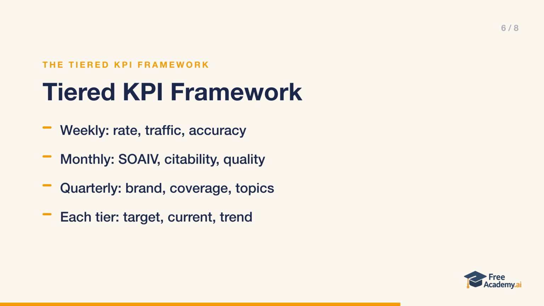Tier 3 is strategic KPIs, reviewed quarterly. Brand search correlation, aiming for positive. Citation coverage, targeting 60% against 40. And new topic expansion, 5 topics against 3.